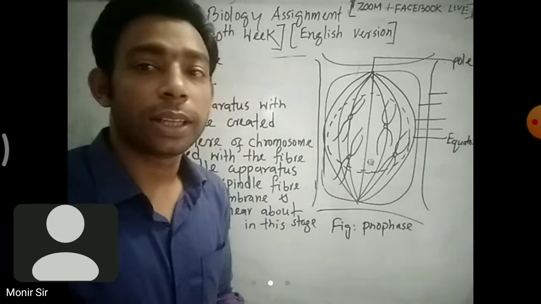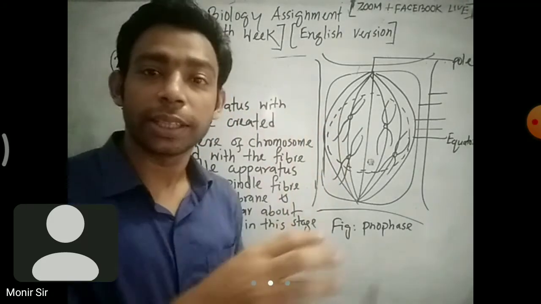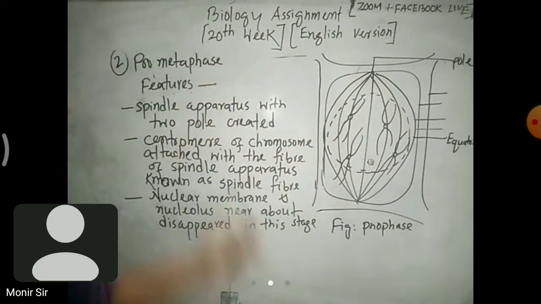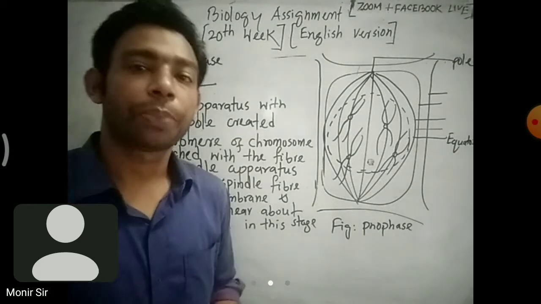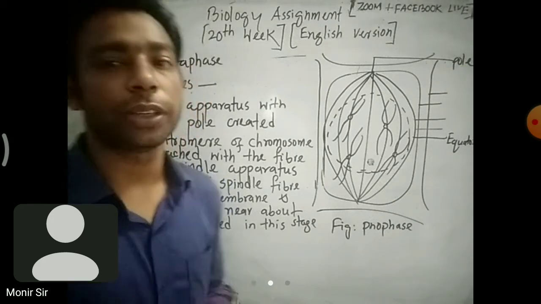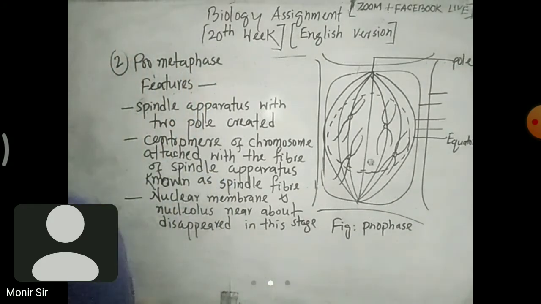Three features. And we have seen the chromosome in the previous stage, the changing of this one, and now we will see in the metaphase what are the changes of the chromosome specifically in case of the mitosis cell division here. Okay, let's go to the metaphase stage.